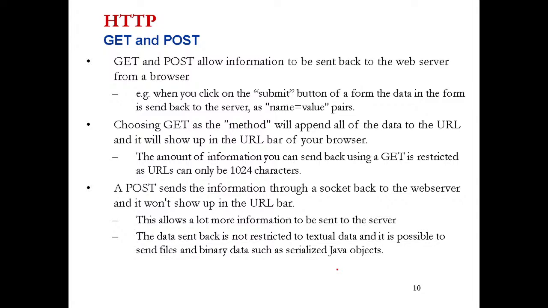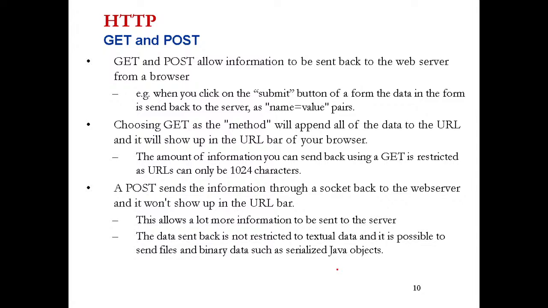So majorly we use GET and POST. GET and POST allow information to be sent back to the web server from a browser. For example, when you click on the submit button of a form, the data in the form is sent back to the server as name equals value pairs. So name is your variable name, and value is whatever value you want to submit. Suppose we want to search an email ID.